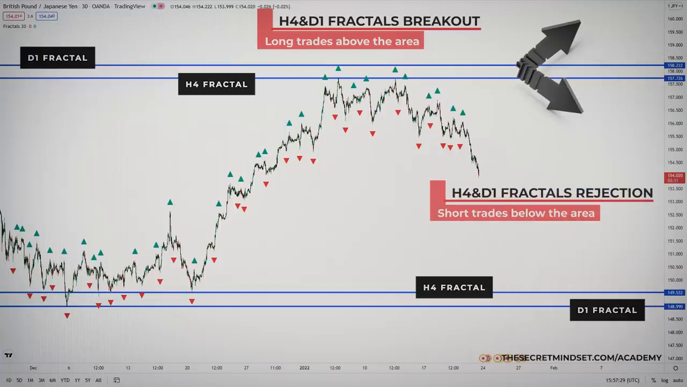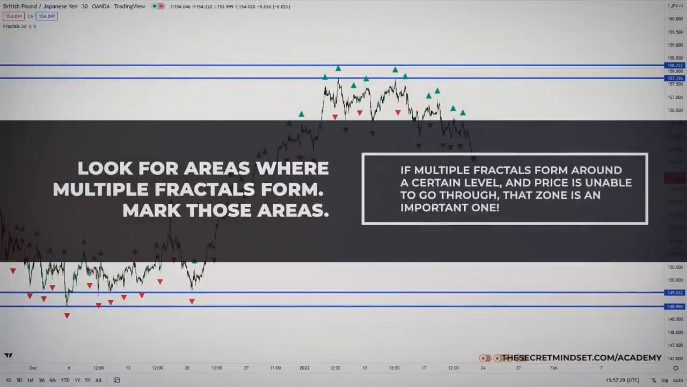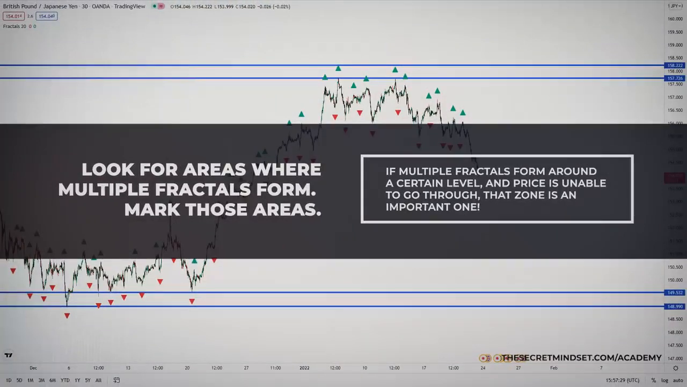This price action approach might not be suited for beginner traders, but if you are an experienced trader, fractals could be of great help, perfect for finding areas of value on your chart. Look for areas where multiple fractals form and mark those areas. If multiple fractals form around a certain level and price is unable to go through, that zone is an important one.